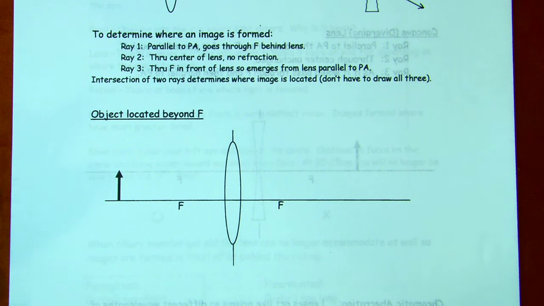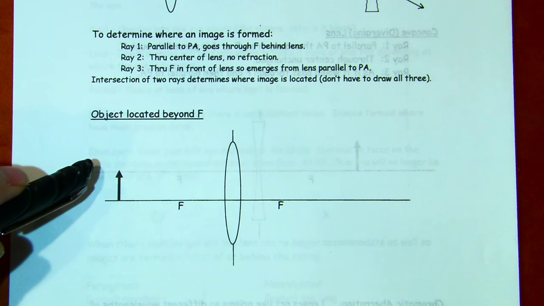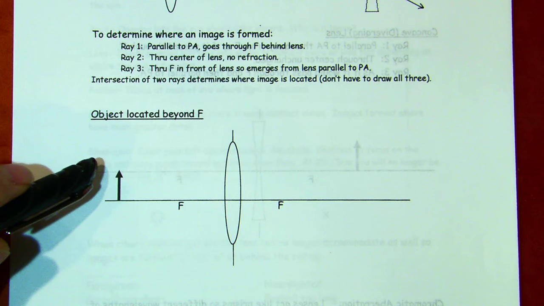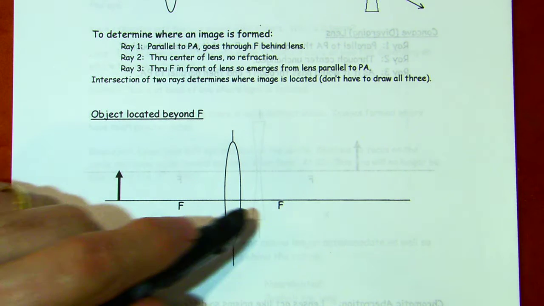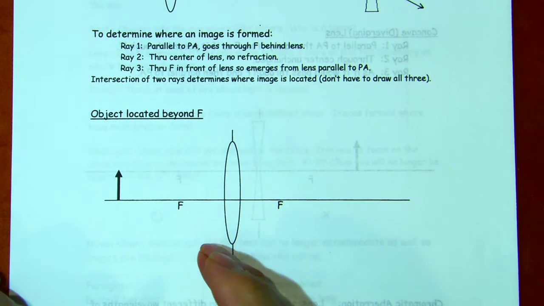Ray 2, I love to draw because you never have to lift the ruler. It starts at the same point on the object. Remember, you're getting diffuse reflection off of this guy. It goes through the center of the lens at the principal axis, and it is unchanged. Then the third ray goes through the front focal point and comes out parallel.